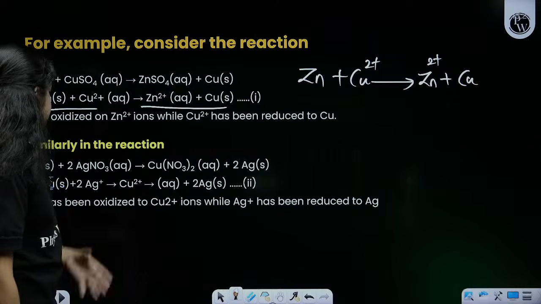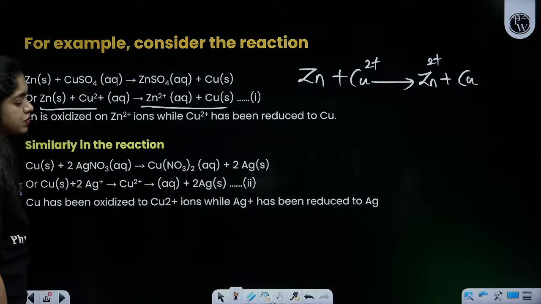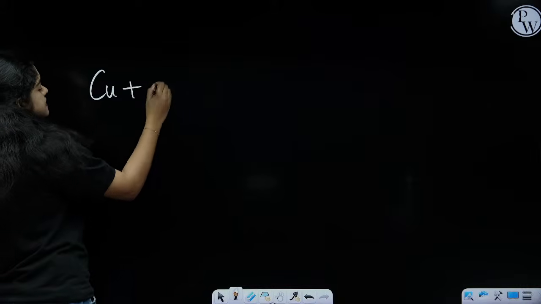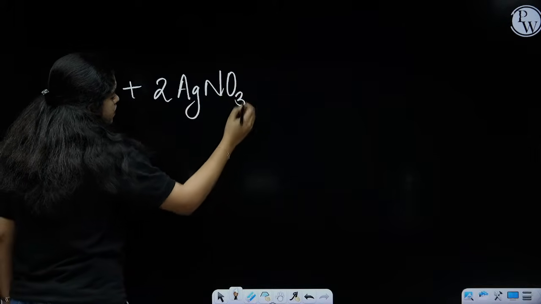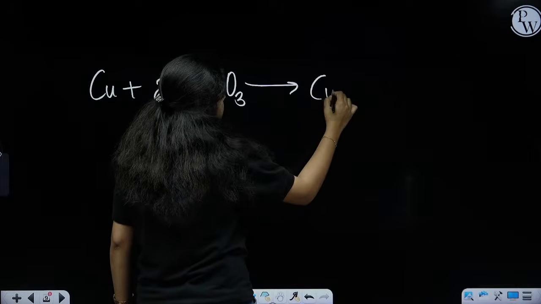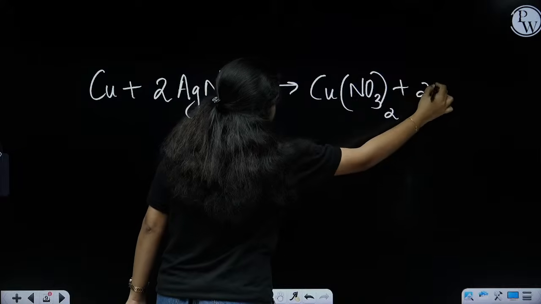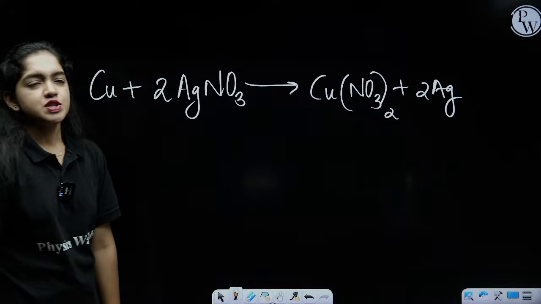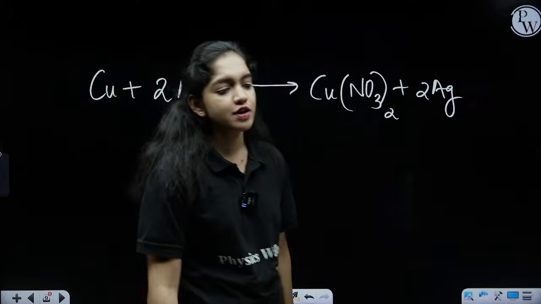Then the next similar reaction, another example is given. Cu plus 2AgNO3 gives Cu(NO3)2 plus 2Ag. That we can write as Cu plus 2AgNO3 gives Cu(NO3)2 plus 2Ag. This is the next question for you. Try to solve which metal undergoes oxidation and which undergoes reduction.